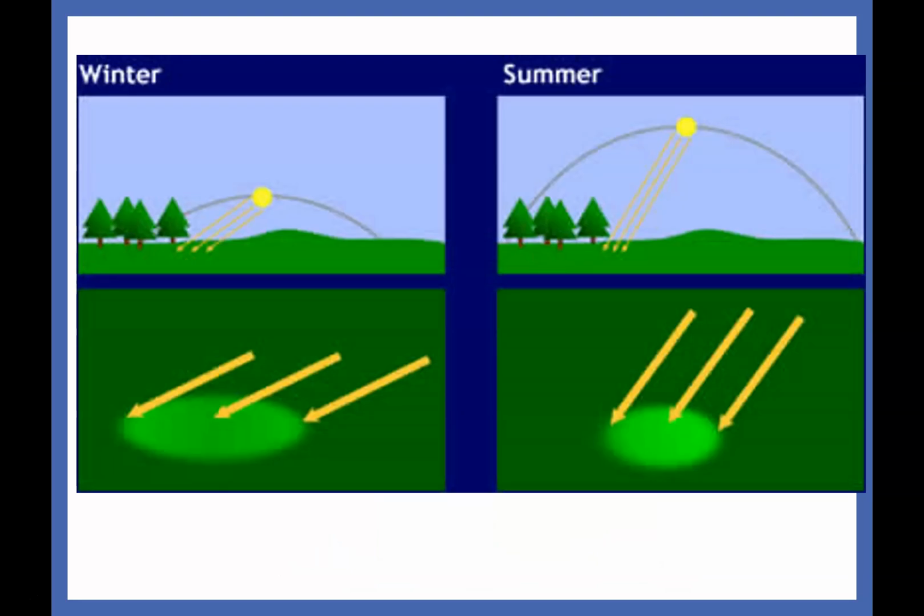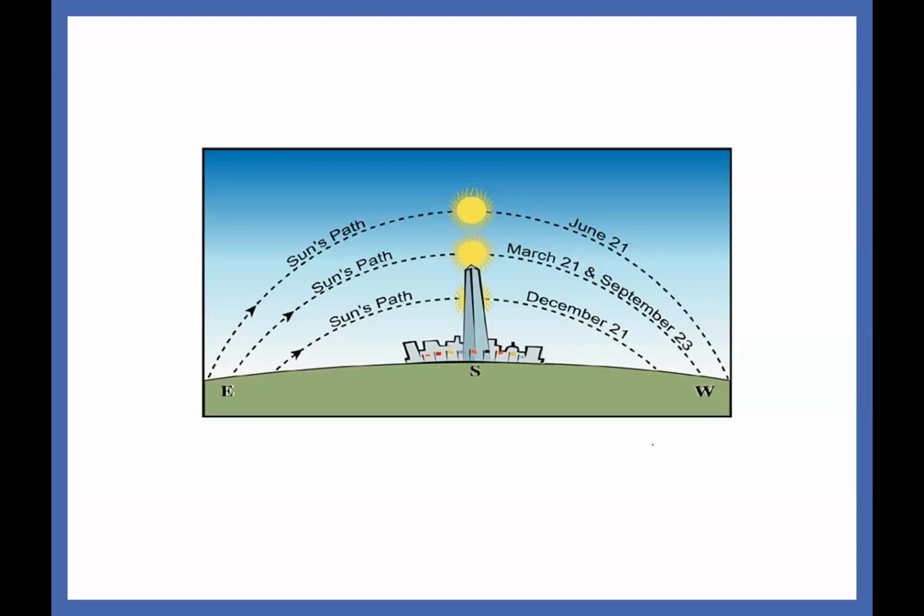Okay, so here's a quick little diagram demonstrating that point. In the winter, the sun is quite a bit lower in the sky, so the rays of the sun spread out over a smaller distance, which makes the shadows a lot longer. And then in the summertime, the sun's a lot higher in the sky, so the rays of the sun are in more of a smaller area, which makes the shadow a lot shorter.